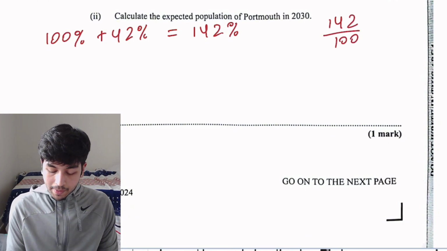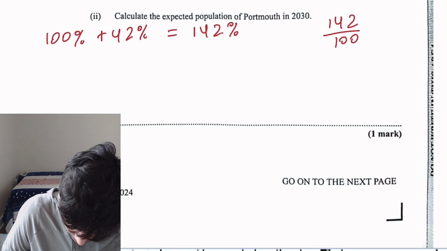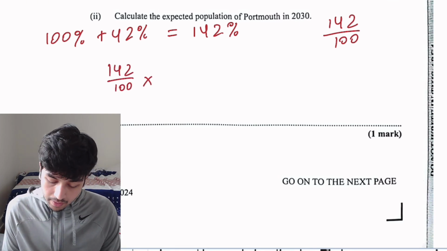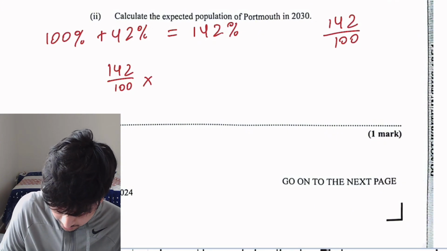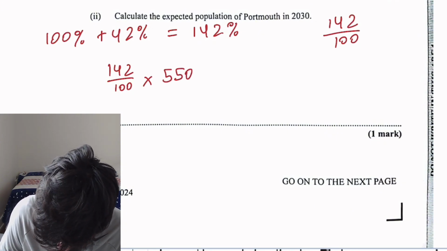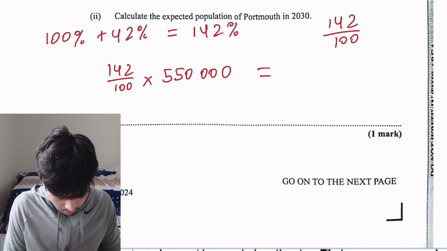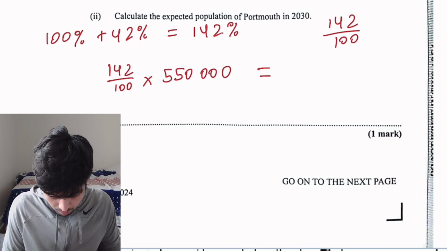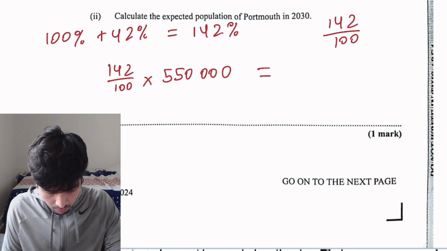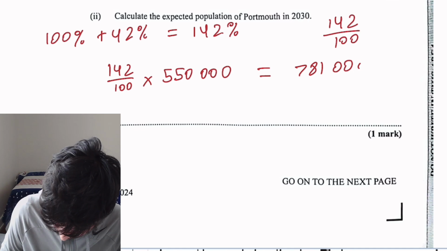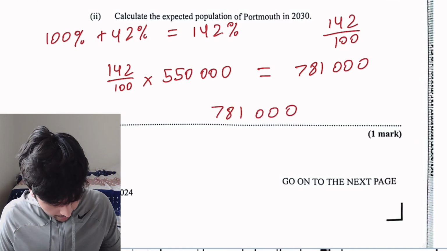So then to calculate the expected population, we'll take 142% multiplied by the original population, which is 550,000. And that gives us 781,000. So that's the expected population in 2030.